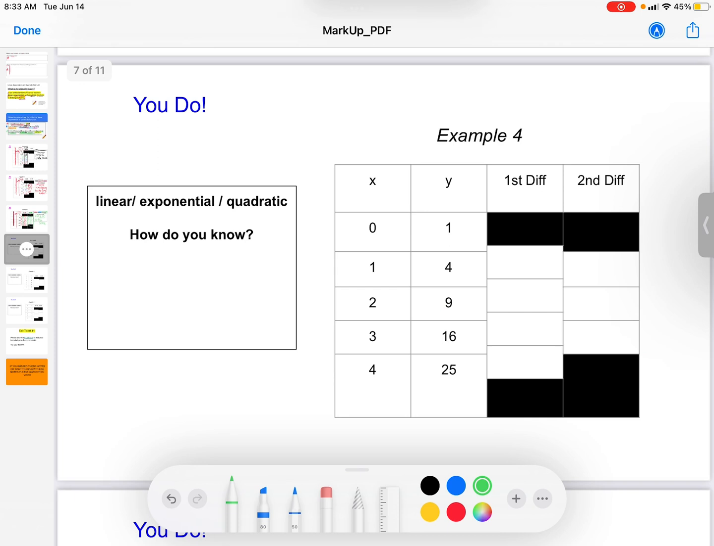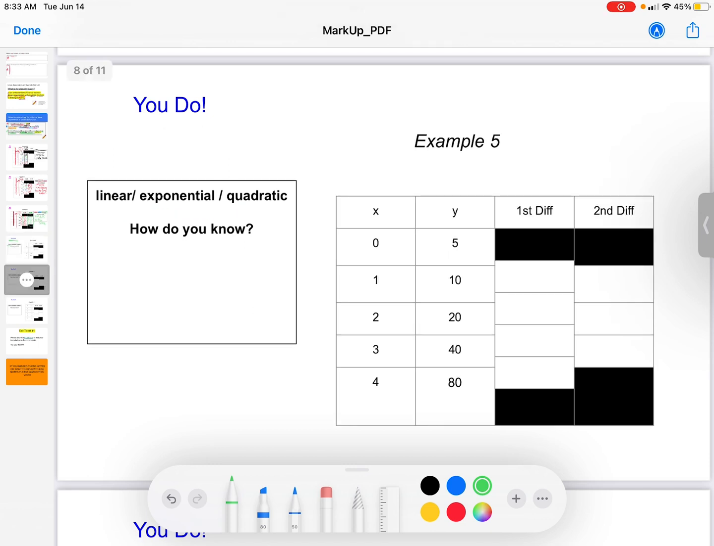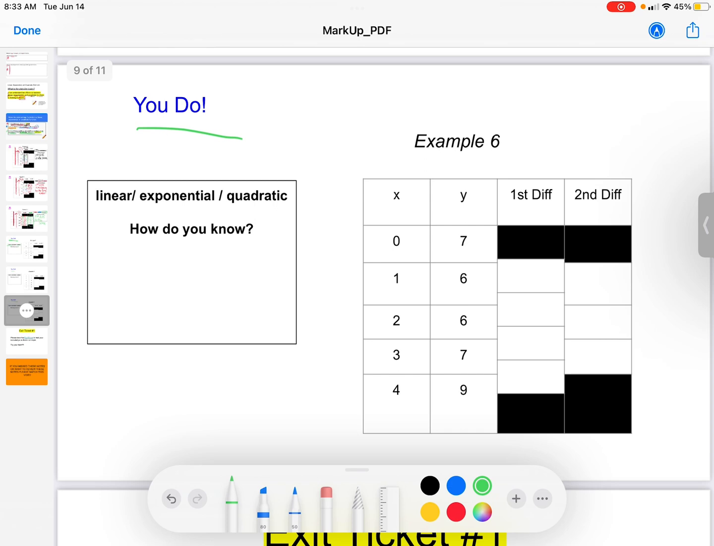The next 3 slides, as you can see, say you do. So try them on your own. See if you can figure out what they are. Are they linear, exponential, or quadratic? I can always check your answers for you to make sure they're good. There's another you do problem. And then finally, the third you do problem.